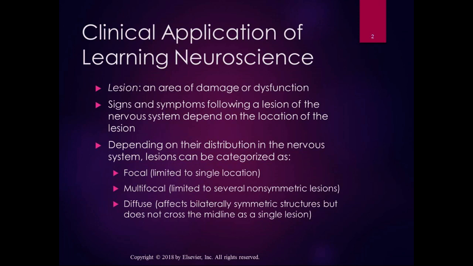So a tumor in the spinal cord is an example of a focal lesion. A tumor that has metastasized to several locations is multifocal. And Alzheimer's disease, which is a memory and cognitive disorder, is diffuse because it affects cerebral structures bilaterally but does not cross the midline as a single lesion. So those are just examples of the 3 different types of lesions. But regardless of the cause of nervous system dysfunction, the resulting signs and symptoms depend on the site and the size of the lesion. Okay?